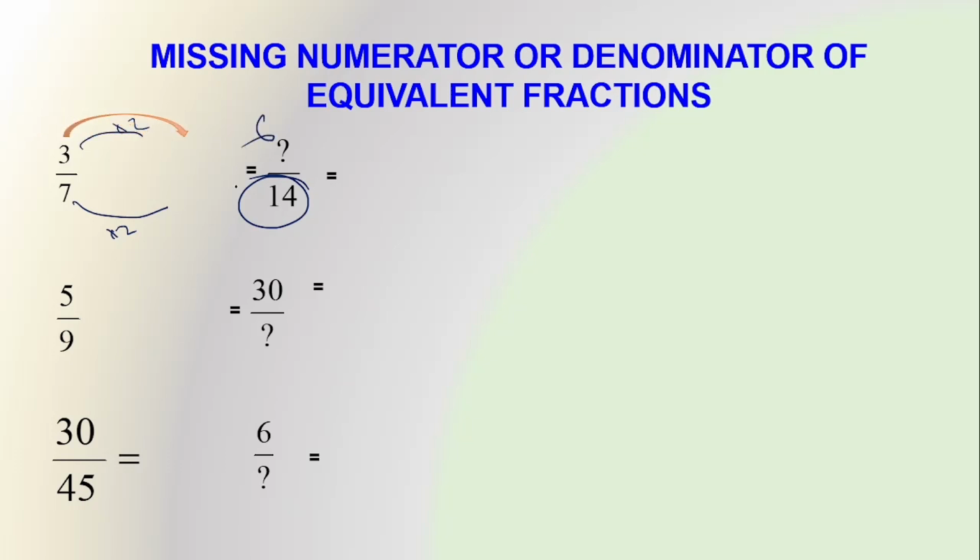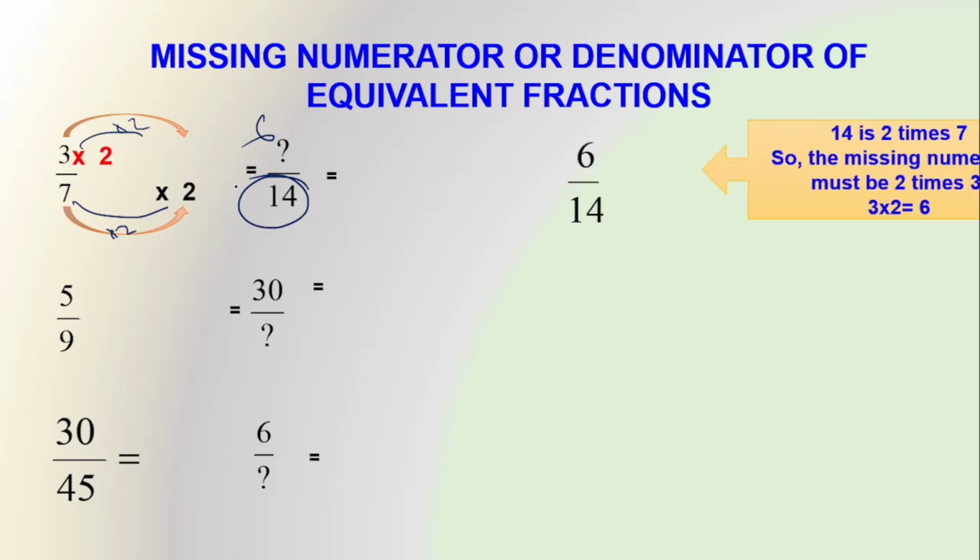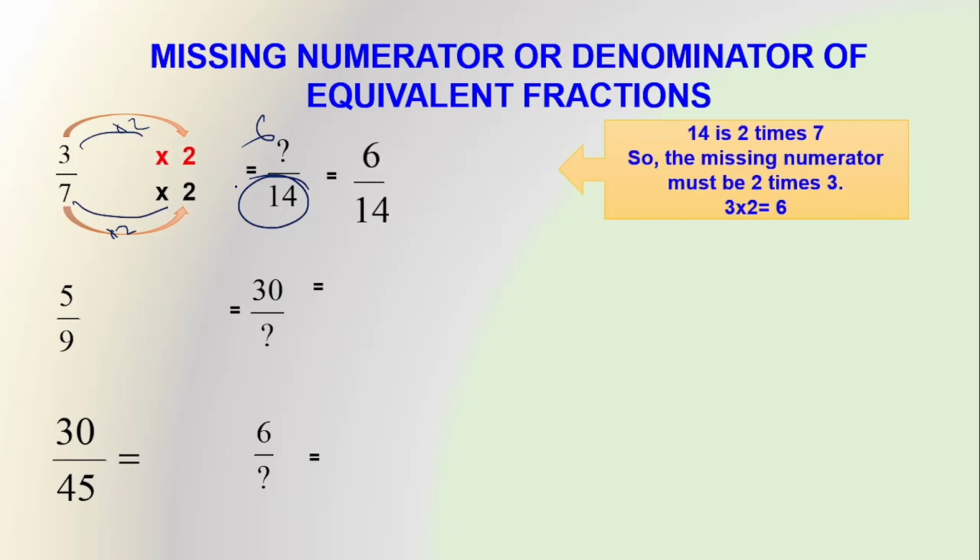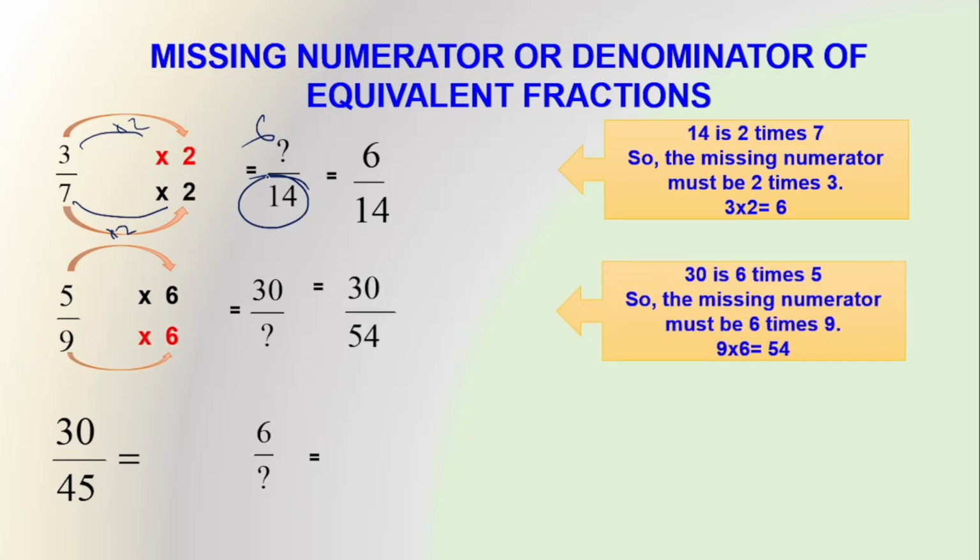Okay. Now the next one, 5 by 9. So 5 by 9 equals 30 by question mark or box. How to find it? Now tell me, 5 into dash. Now 5 into 6 equals 30. Similarly, we multiply this number, that is 6, with the denominator, that is 9. So 6 times 9 is 54.